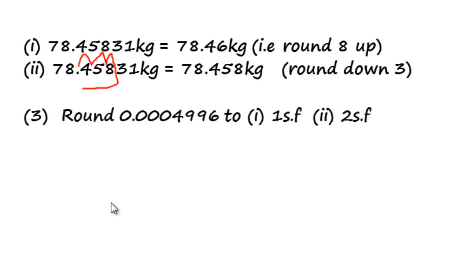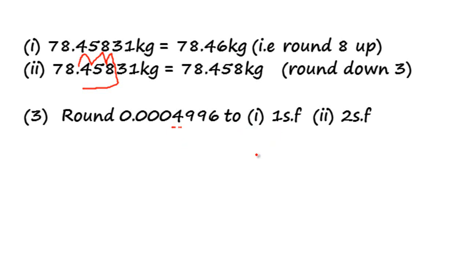Now, number 3, example 3, round 0.0004996 to Roman figure 1, 1 significant figure, and Roman figure 2, 2 significant figures. Now, don't forget that for significant figures, you are going to start from the left, and of course you are going to start from non-zero digits. Now the number started here from 0, 0, 0, 0, but the first non-zero is 4. That is where you are going to begin your counting.